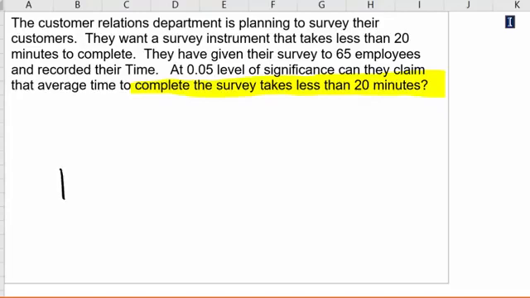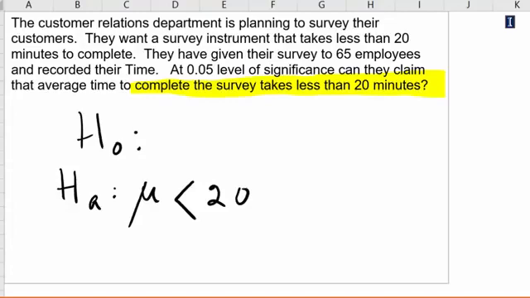Since they want it to be less than 20 minutes, this would be our alternate hypothesis. So they want mu to be less than 20, and therefore our null hypothesis would be that no, it takes more than 20 minutes to complete. And if that's the case, we have to say that the survey is too long and probably customers will not take the time to complete it.